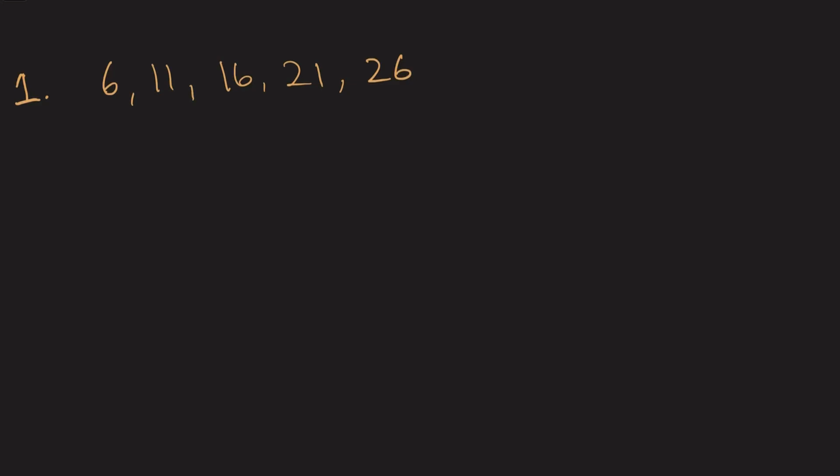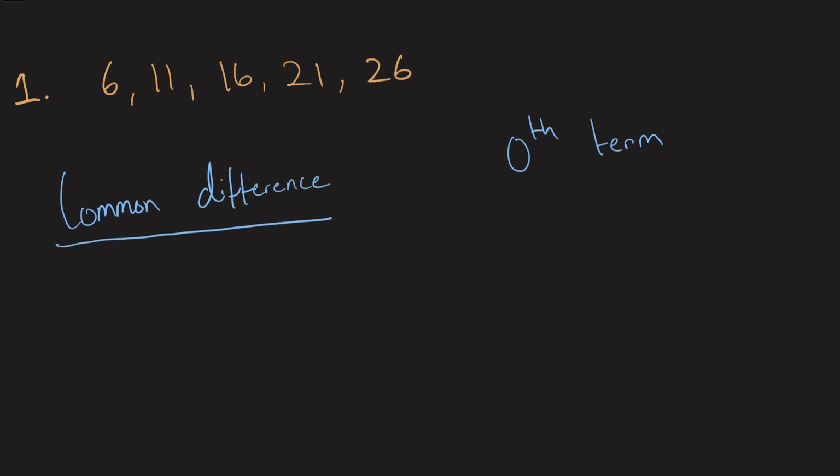Today we're going to do sequences. To answer a sequence question, you need to first work out what is the common difference, and you also need to work out what is the zeroth term. So what does common difference mean? Common difference means what is this sequence going up in?